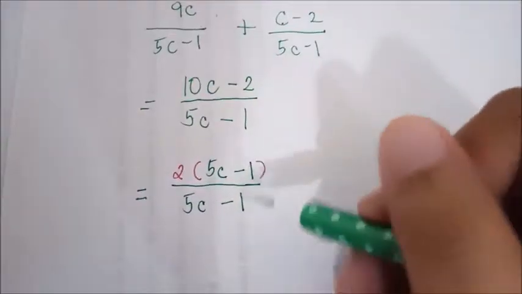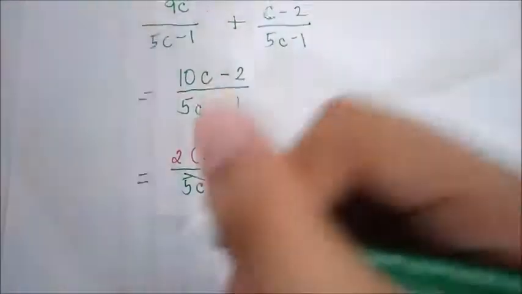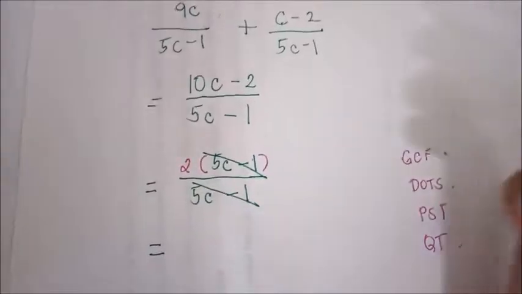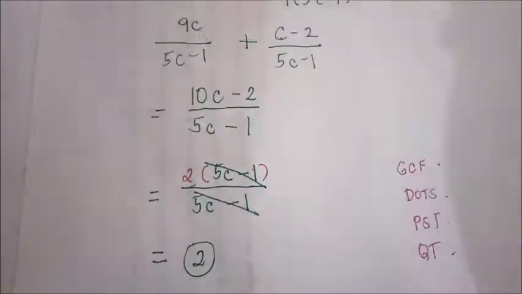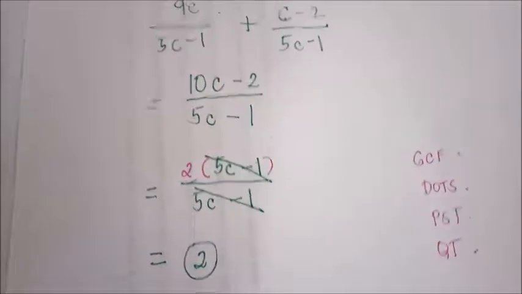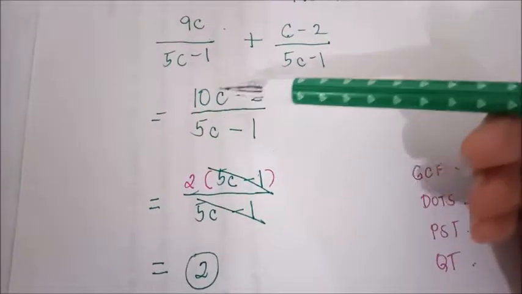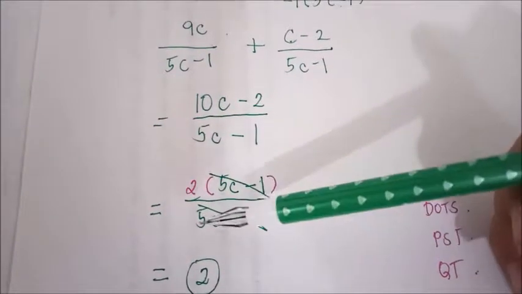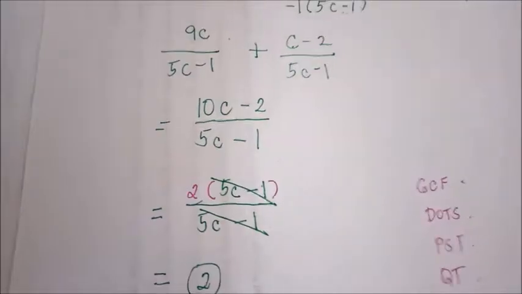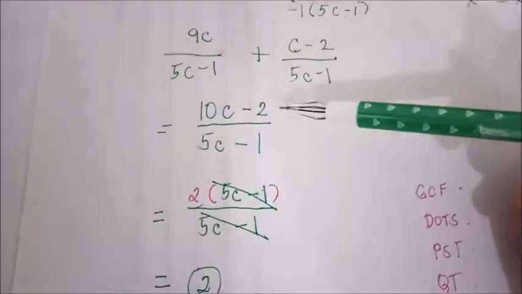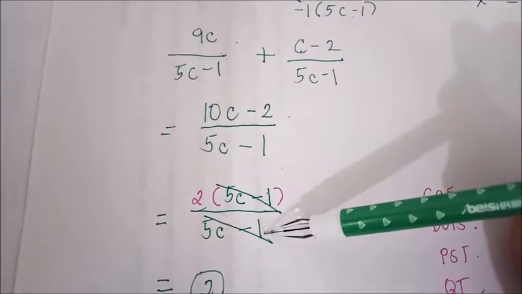If you notice, they now have the same factors, so we can now cancel them out. Okay? And our final answer will be the remaining factor, which is 2. Again, remember, you cannot divide term by term. For example, 10c divided by 5c is 2, then negative 2 divided by negative 1 is 2, then you might add or subtract them. No, you have to factor it out first before canceling the common factors.